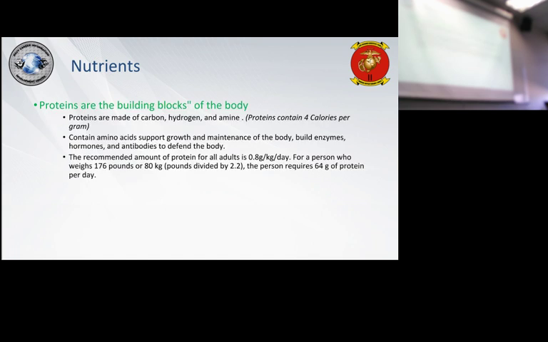Proteins, the building blocks of the body. The recommended amount of protein for all adults is 0.8 grams per kilogram per day. For a person who weighs 176 pounds or 80 kilograms, the person requires 64 grams of protein per day. Any questions on that?